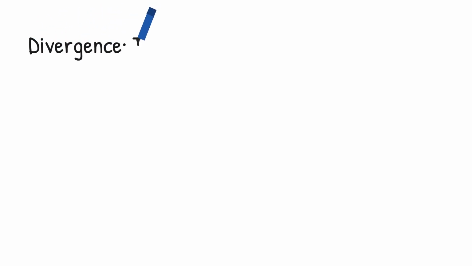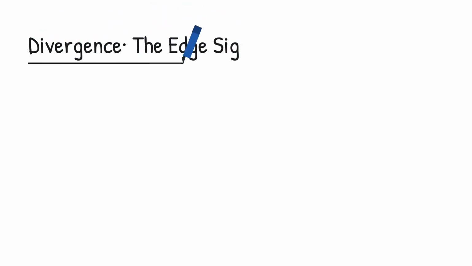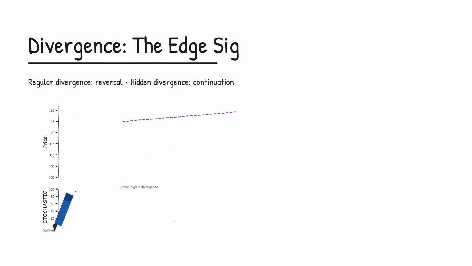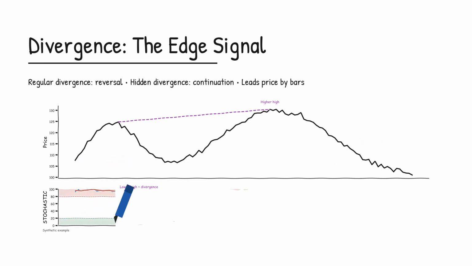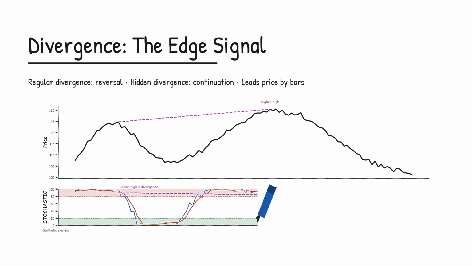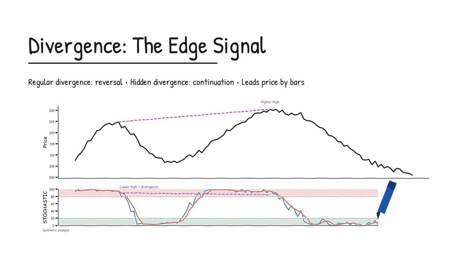Divergence is where stochastic earns its keep. If price prints a higher high but stochastic prints a lower high, momentum is fading beneath the surface. That bearish divergence often precedes reversals by several bars. Bullish divergence works the same in reverse. Hidden divergence, where price makes a higher low but stochastic makes a lower low, signals trend continuation, not reversal.